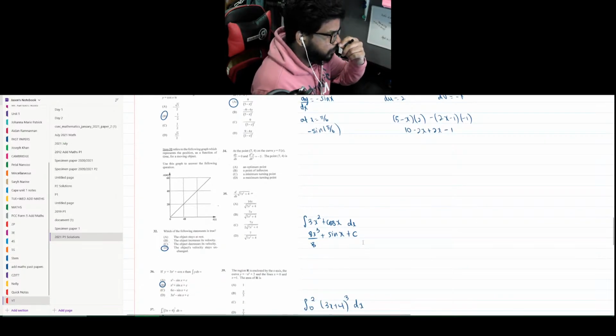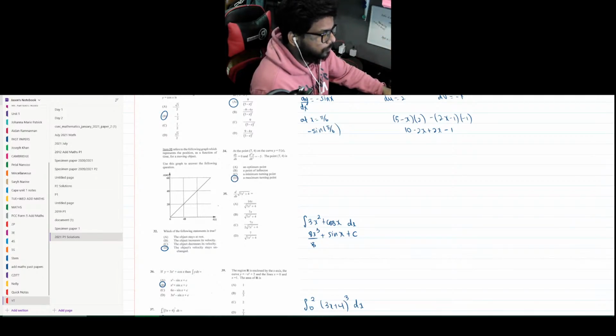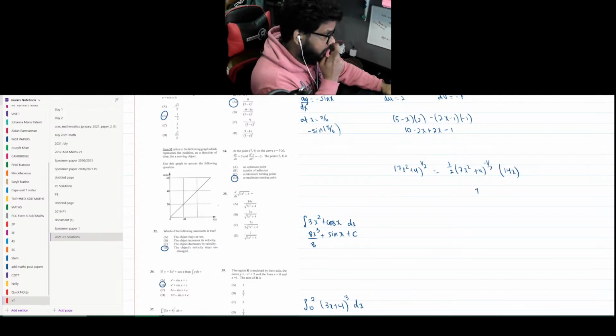At the point on the curve, dy dx is that, and d2y dx squared is minus 5. d2y dx squared at the point is negative, so it's a maximum point. This again is another repeat question. So this here will be (7x squared plus 4) to the power a half. That is 1/2 into (7x squared plus 4) to the minus a half, multiplied by 14x. Half of 14x is 7x, over the root of 7x squared plus 4. B.